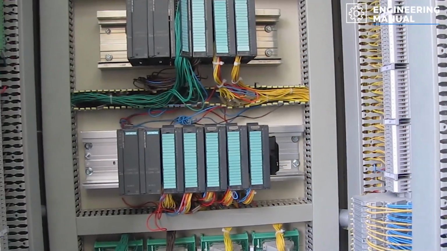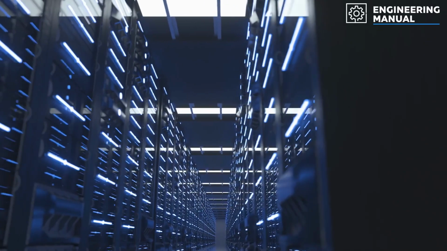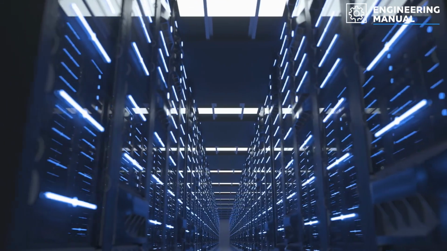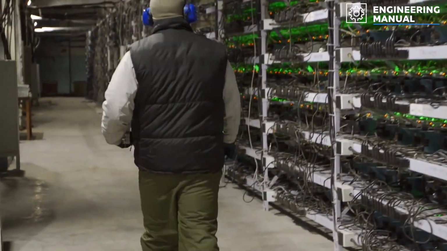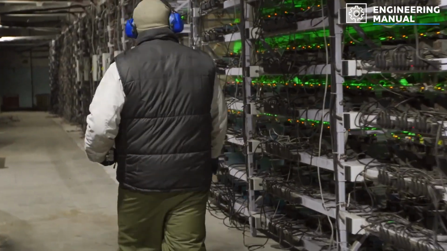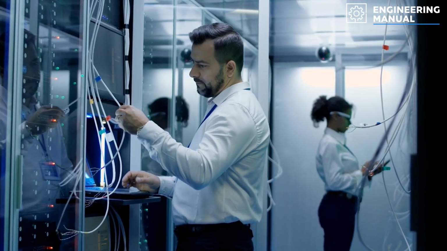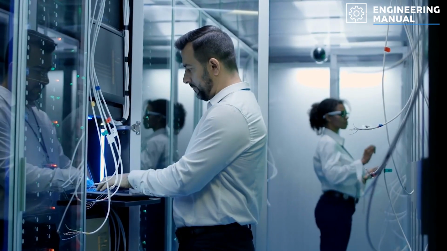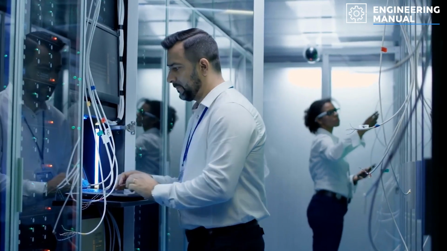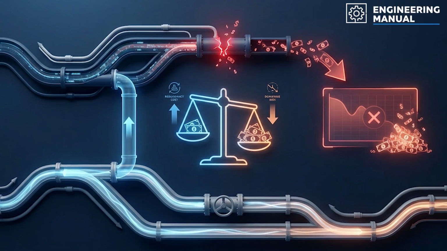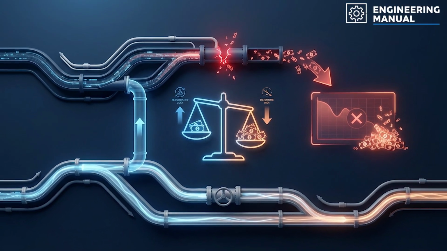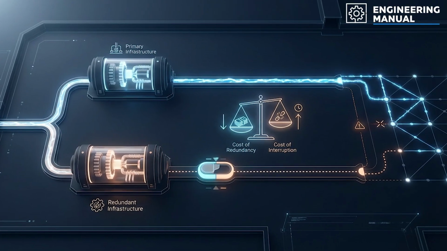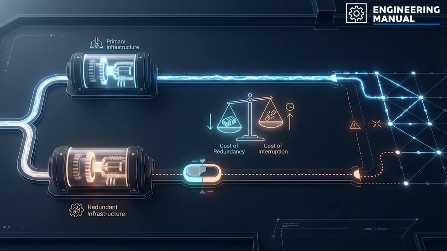Redundancy also matters far outside safety-critical industries. Data centers rely on backup power supplies, multiple network paths, mirrored storage, and spare servers, because digital services are expected to stay available even when hardware fails. Engineers look at measures such as mean time between failures and mean time to repair to decide how much redundancy is justified. If downtime costs thousands of dollars per minute, then duplicate infrastructure becomes economically rational. The added cost of redundancy is weighed against the expected cost of service interruption.